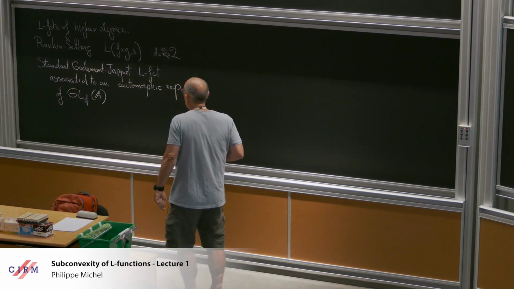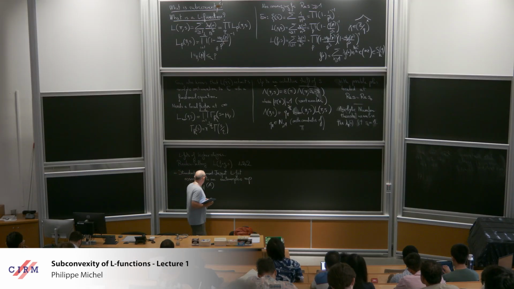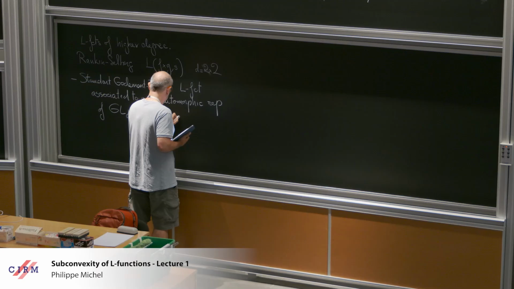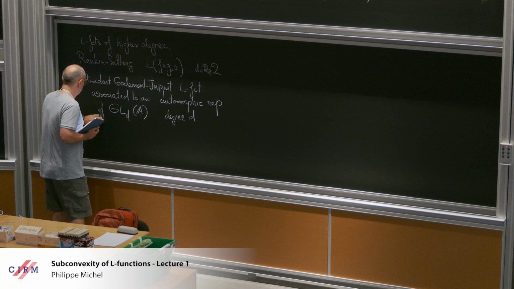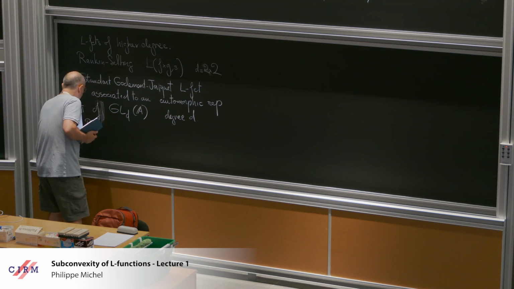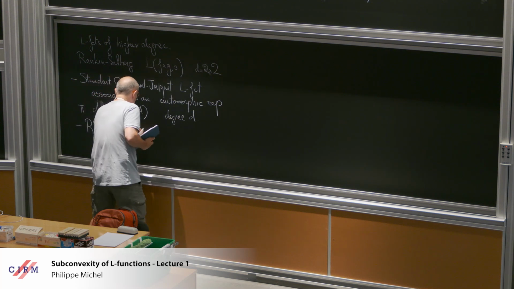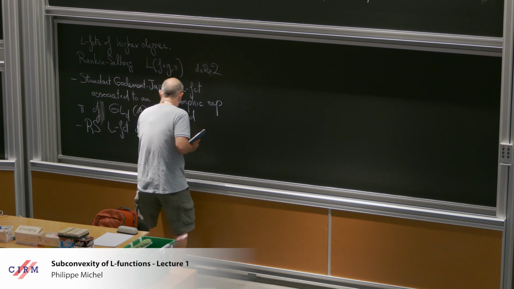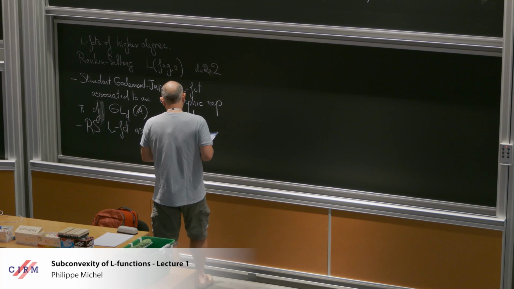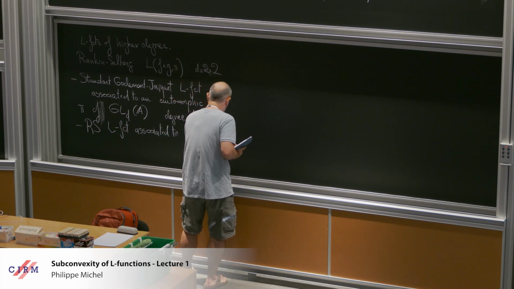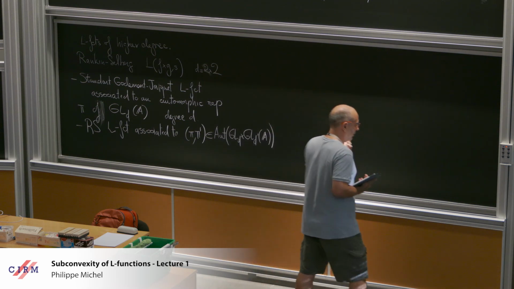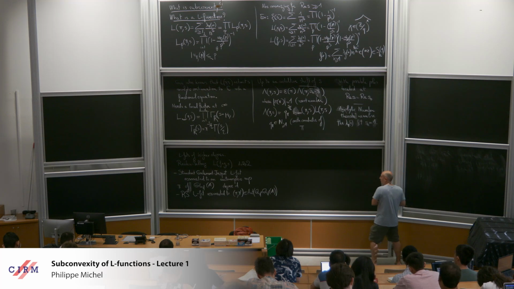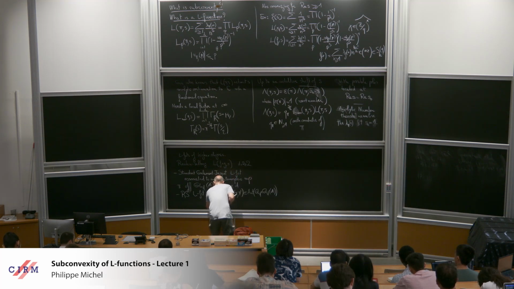So now it starts to get more sophisticated. And then the degree is D, and you also have the Rankin-Selberg L function associated to pairs of automorphic representations, so a pair of automorphic representations and of degree D times D primes.